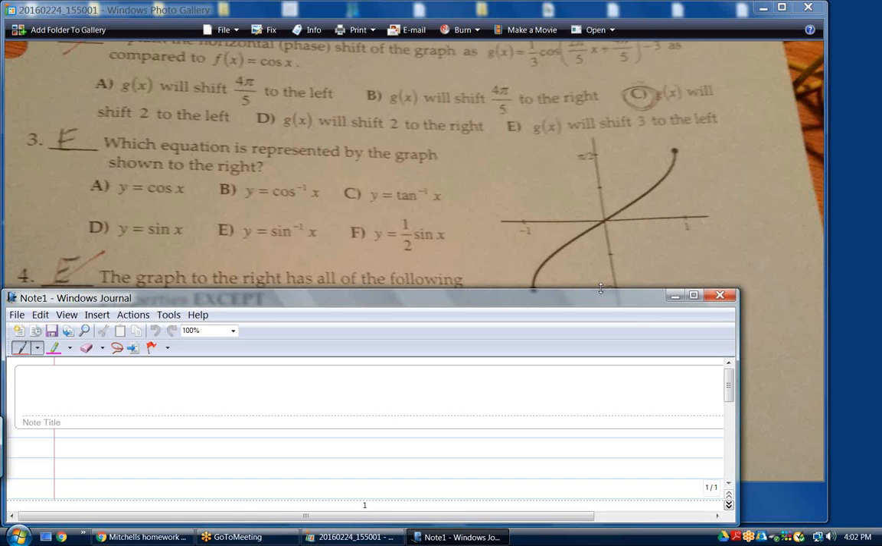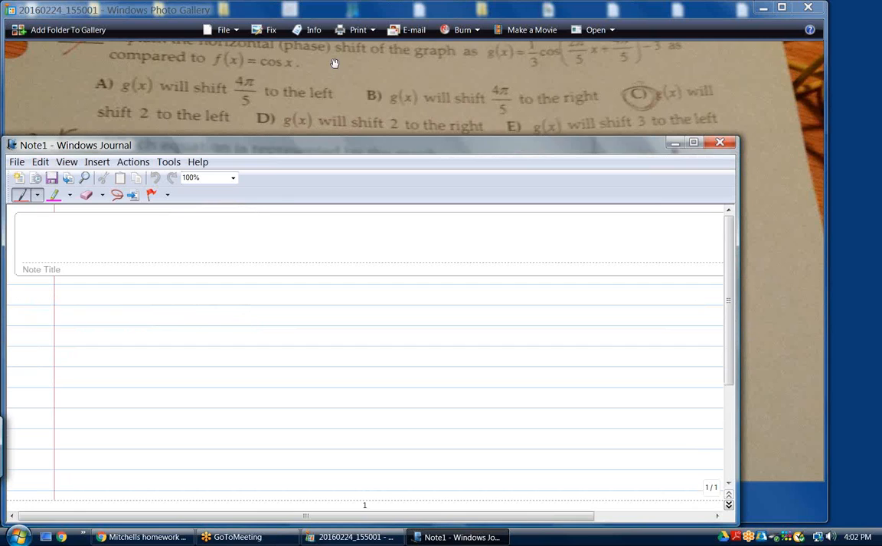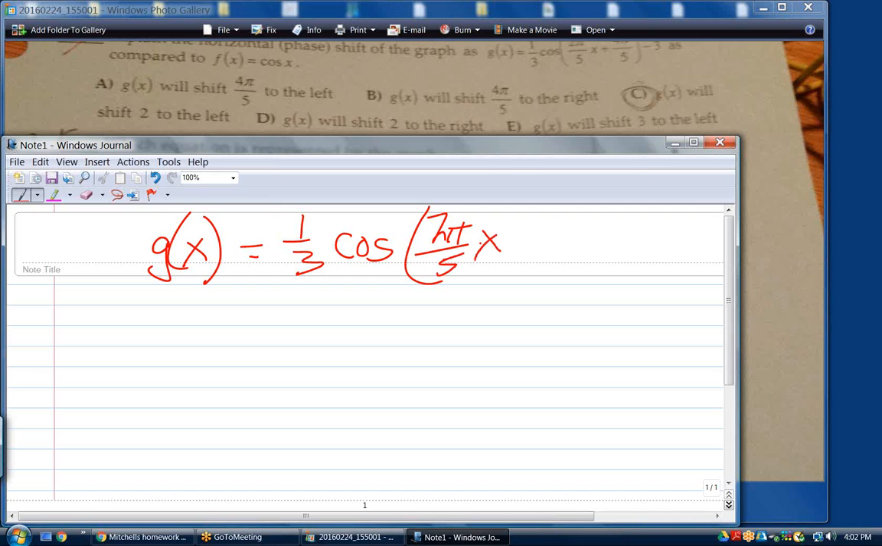Okay, they're asking for the phase shift. And the function says 2 pi over 5 x plus what? What's that number right there? 4 pi over 5. Minus 3.